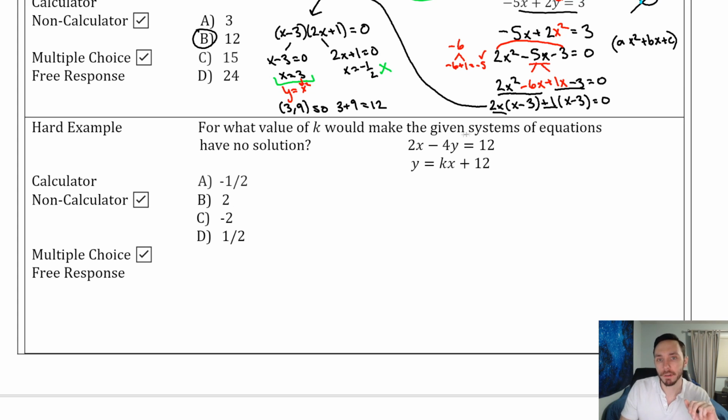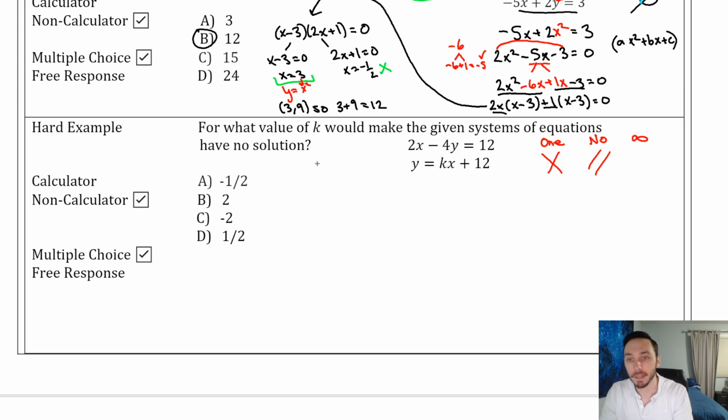For what values of k would make the given systems of equations have no solution? All right, we know that, and we should know. I'll do this in red. A system has one solution when they intersect. A system has no solutions when they're parallel. And then a system has infinitely many solutions when they're on top of each other. So this is me trying to draw two lines on top of each other. And I guess I can draw arrowheads too.